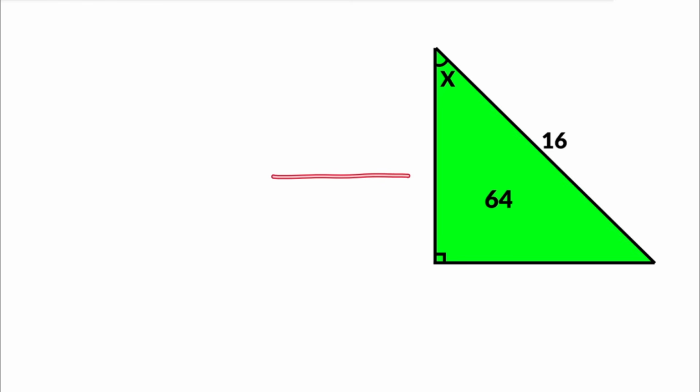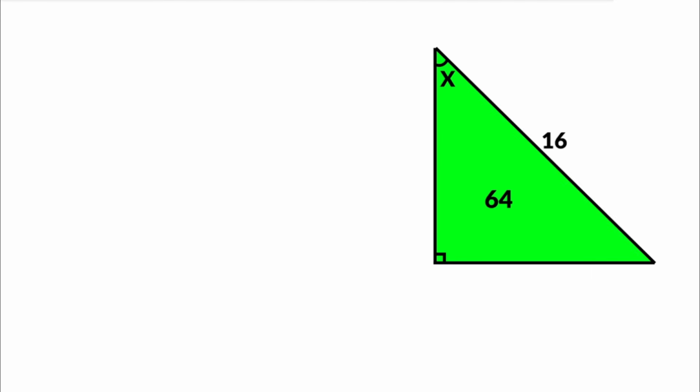We have a right triangle. The area of the triangle is exactly 64, and the hypotenuse is exactly 16. Using only those two numbers, can we determine the measure of the acute angle at the top, which we'll call angle X? It turns out we can.